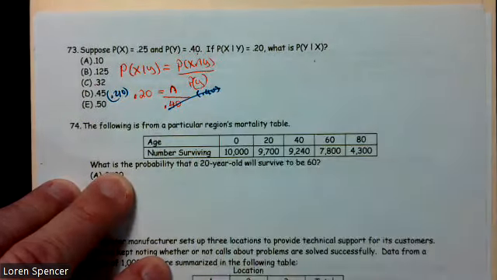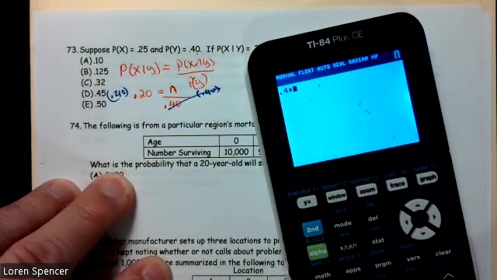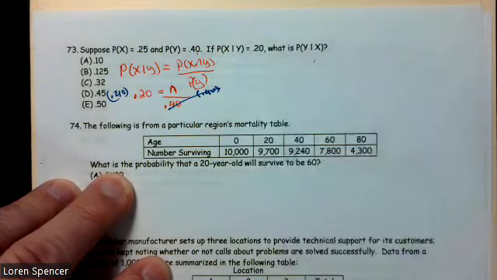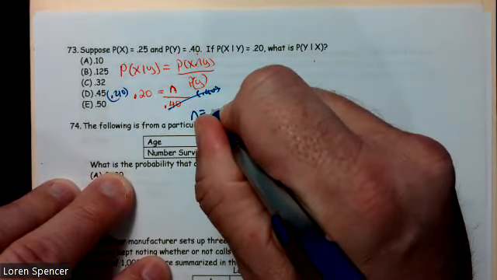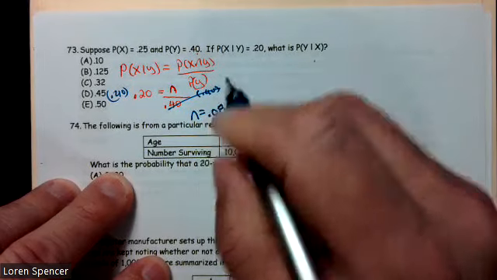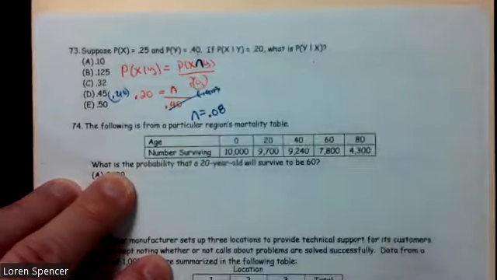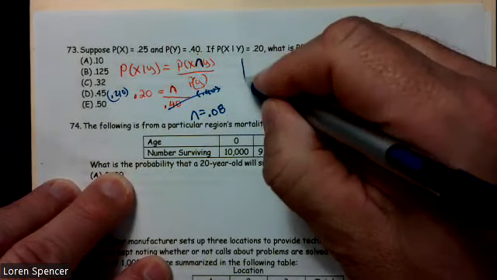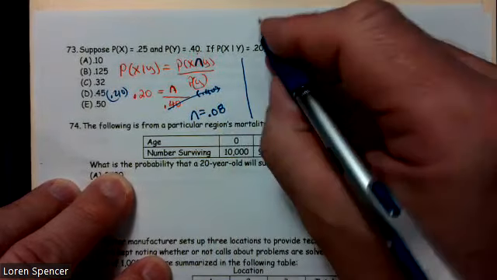This will cross out. And if I go 0.4 times 0.2, I end up getting 0.08. So my intersection equals 0.08. So that's the probability of x and y. All right. So the other side, they go, well, what's the probability of y given x?